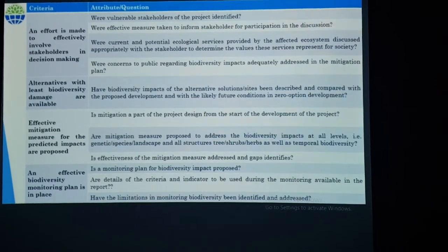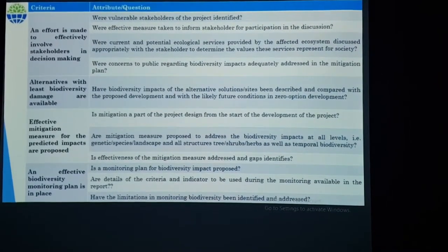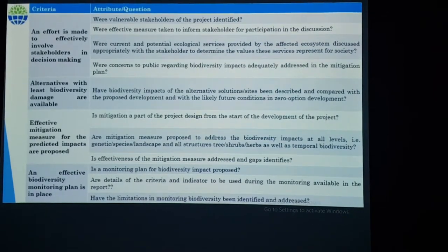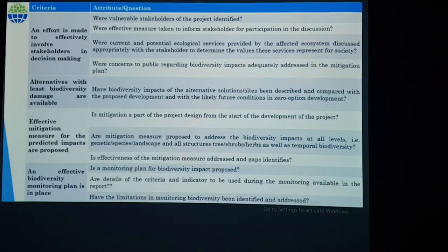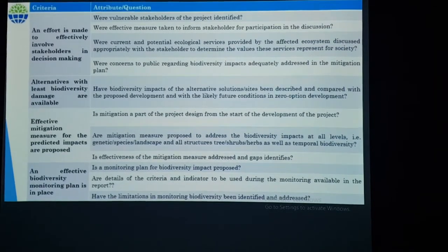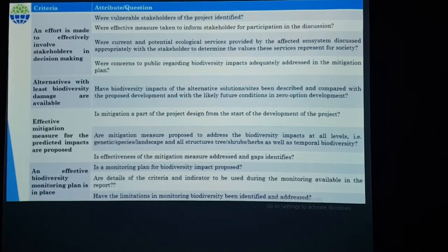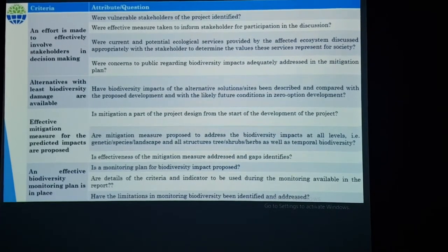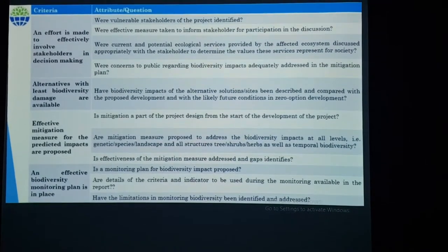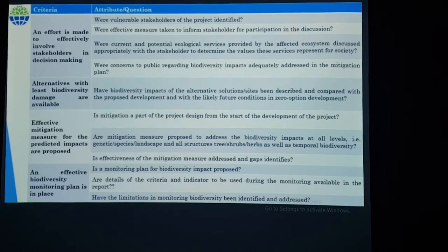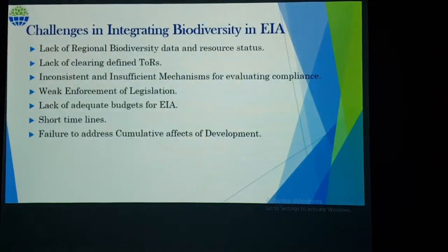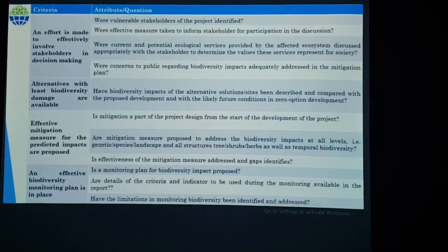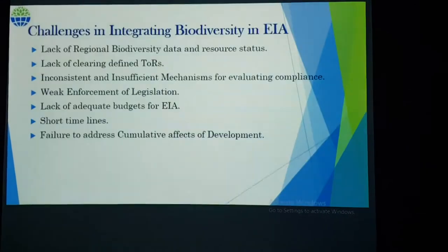Next criterion is an effective biodiversity monitoring plan. For that, one question is, is a monitoring plan for biodiversity impact proposed or not? Otherwise, are details of criteria and indicators to be used during the monitoring available in the report? Also, have the limitations in monitoring biodiversity been identified and addressed? So these are the criteria on which we can look at the completeness of the EB report.